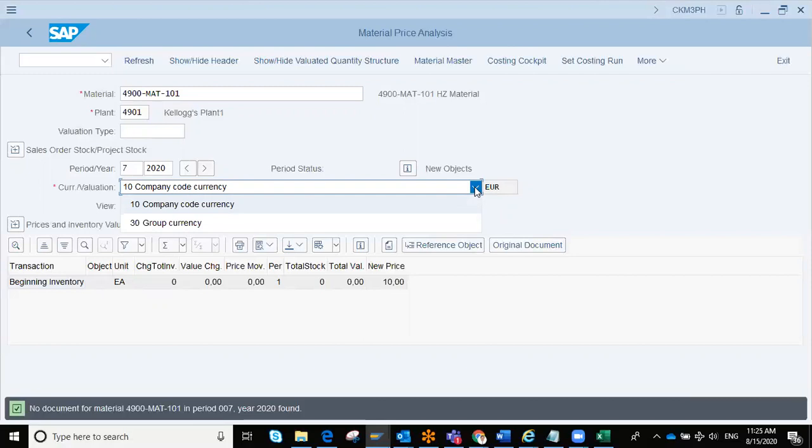structure in FI, followed by a specific period and calendar year, and it should view the price history of this particular product at the valuation area. So valuation area is defined as a plant here, and currency valuation is based on the company code, multiple currency. So we should check what will be the beginning inventory for this particular material ledger, a specific price calculation part. So it is a new thing in S/4HANA.